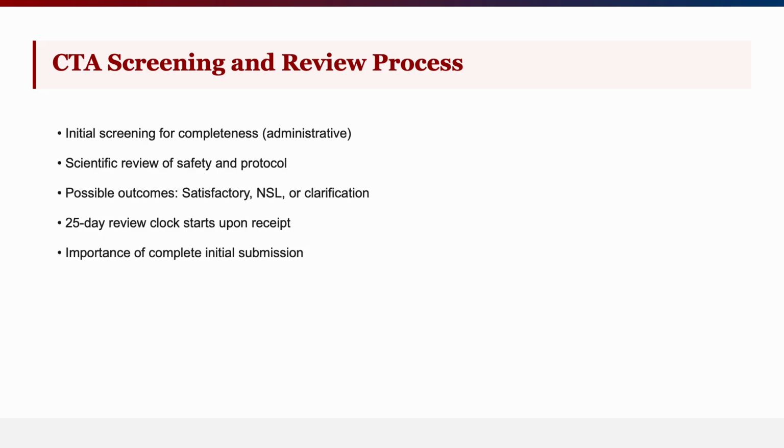The importance of a complete initial submission cannot be overstated. A well-prepared CTA that anticipates reviewer questions and provides comprehensive information is much more likely to proceed smoothly than one that requires multiple rounds of clarification.